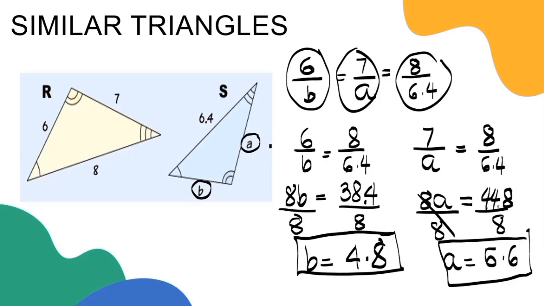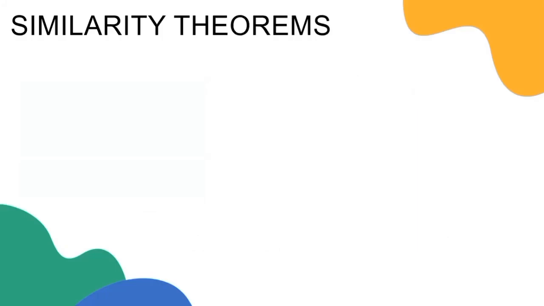So let's now place the answer. This is 5.6. B is 4.8. So the smallest side corresponds to the smallest side. The largest side corresponds to the largest side. So that is how you solve for similar triangles. Okay? Now, let us identify the different similarity theorems for similar triangles.